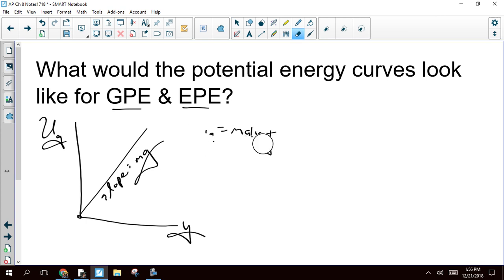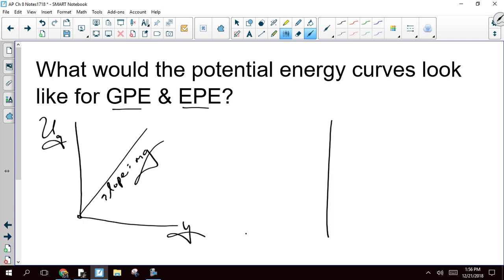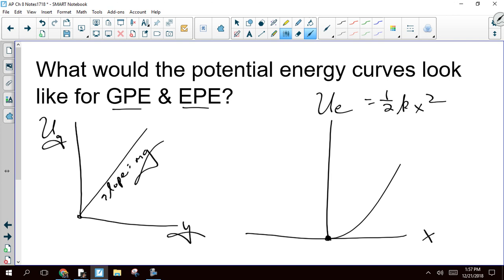Now, let's take a look at elastic potential energy. For elastic potential energy, it again depends on position. This time you can have negative position, which I guess is true of gravity also. But elastic potential energy is 1/2 kx squared, right? So if x is 0, your potential energy is 0. And then from there it looks like a parabola, but it's symmetric going either way, right? Okay, so these are two potential energy curves.